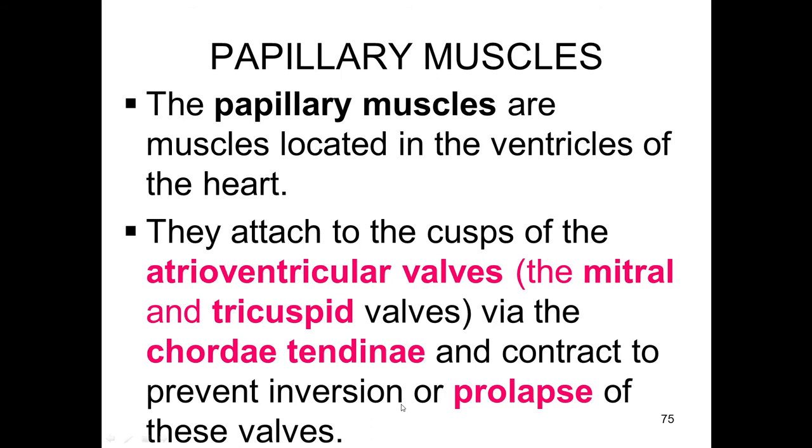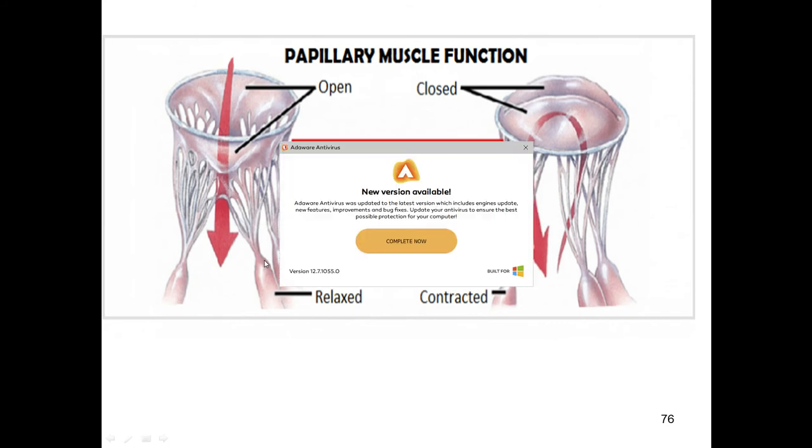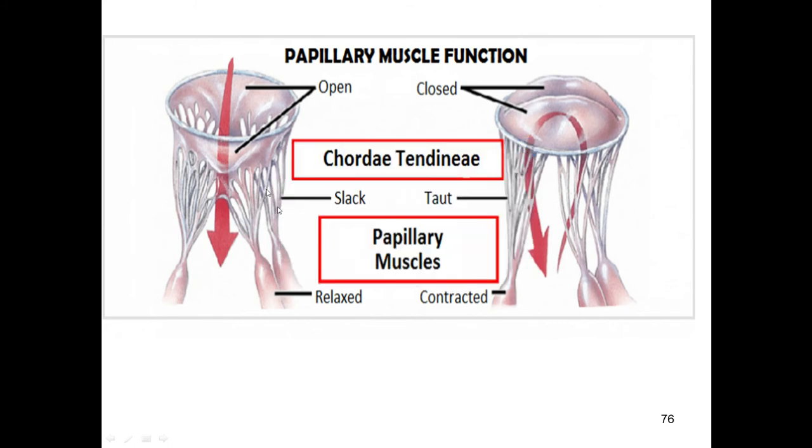Let's see how. Can you see this diagram? This is open, this is closed. Here lie the papillary muscles which are relaxed, and you can see the relaxed chordae tendineae. When the papillary muscles contract, the chordae tendineae become taut. Initially it was open, and when they pull on, the cusps close. So we don't want the backflow of blood from ventricle to atria.